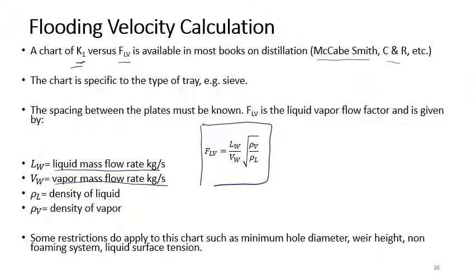There are some restrictions applying to this chart, such as the minimum hole diameter, weir height, etc. But let's stick to the basics of the process of designing the column, okay? So now we want to find K1, so you need to calculate FLV.